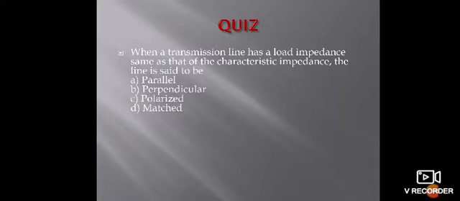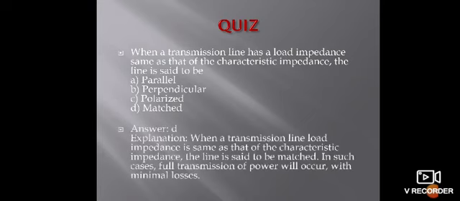So when a transmission line has load impedance same as that of the characteristic impedance, then the line is said to be either parallel, perpendicular, polarized or matched. So what is the correct answer? That is D, matched transmission line. So when the load impedance is same as the characteristic impedance, then the line is said to be a matched line.